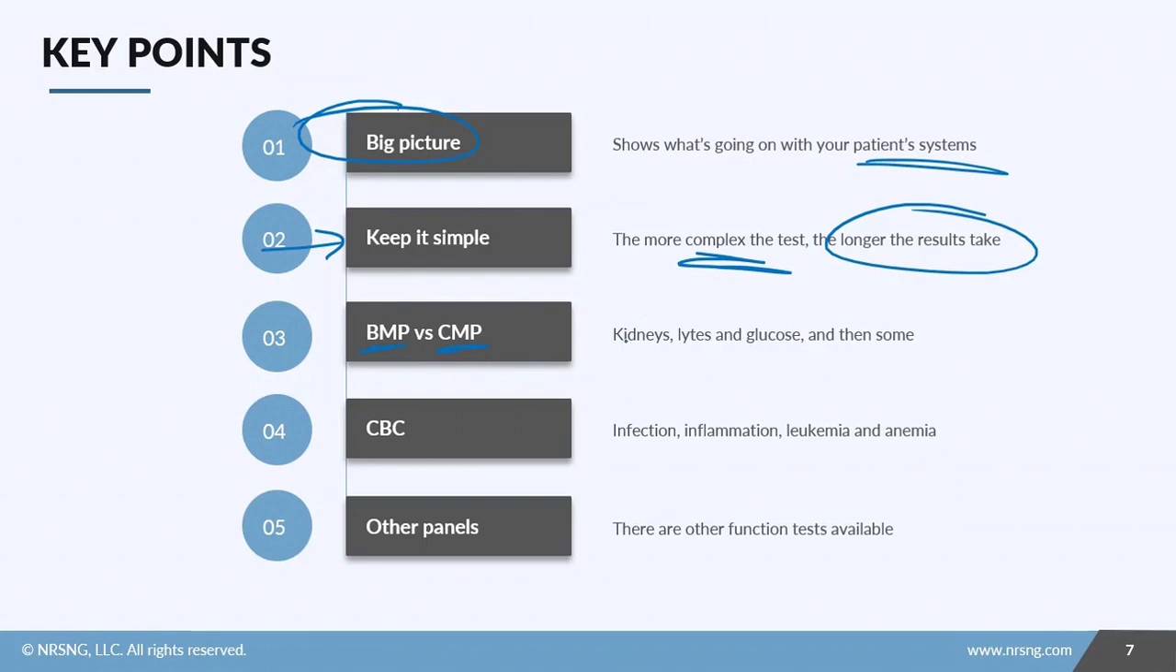When you're looking at your two metabolic panels like your BMP and your CMP, just remember that the BMP is going to cover your kidneys, your lytes, and your glucose, and then your CMP is going to be your BMP plus things like liver and proteins.